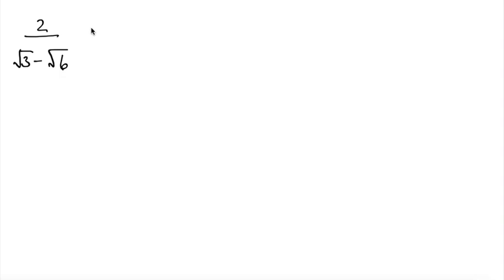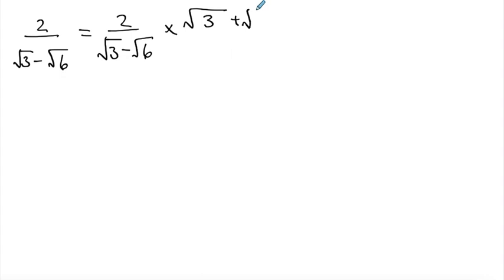And the last example, again, we want to multiply this expression by the conjugate radical. So we start with our original fraction, 2 over root 3 minus root 6, and we're going to multiply by the conjugate radical, root 3 plus root 6, in both the numerator and the denominator.